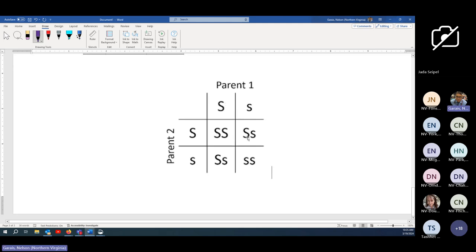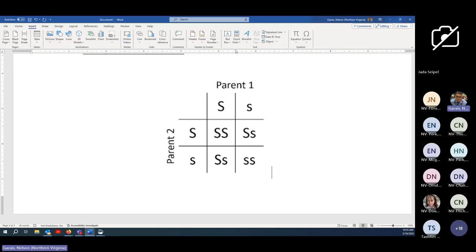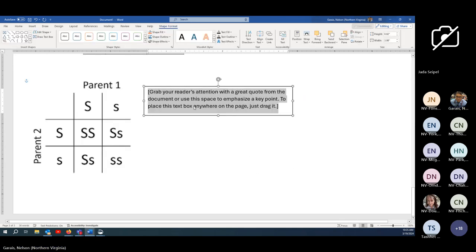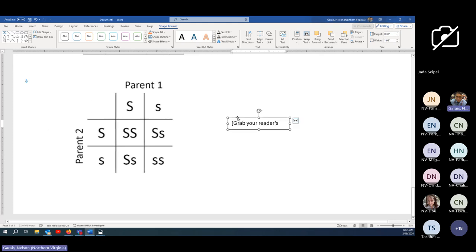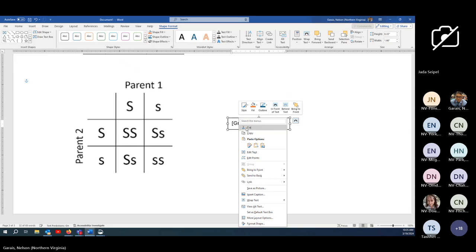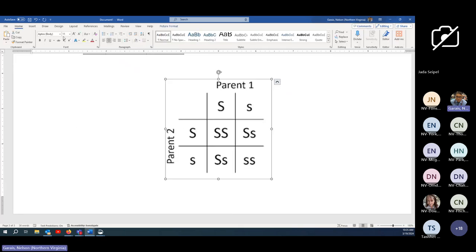Now, let me insert a text box. Nope, I can't. I'll just draw on it.